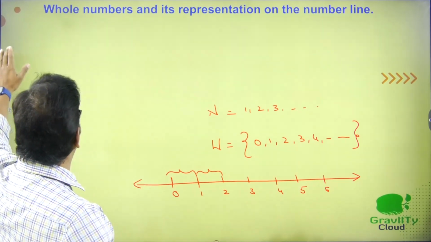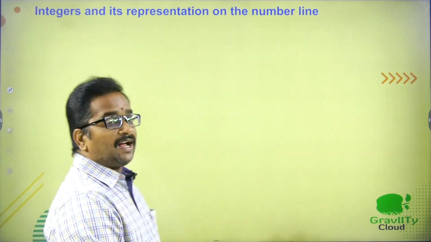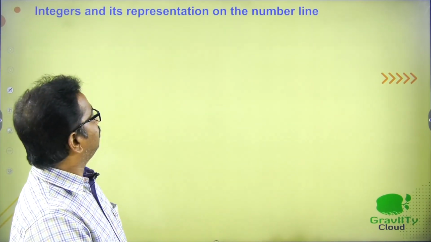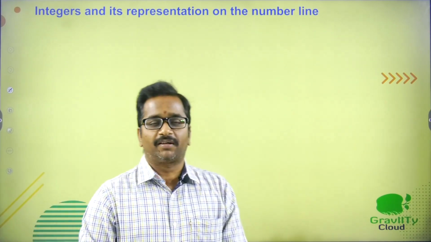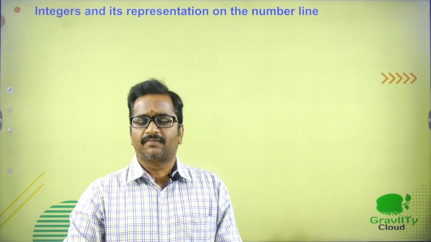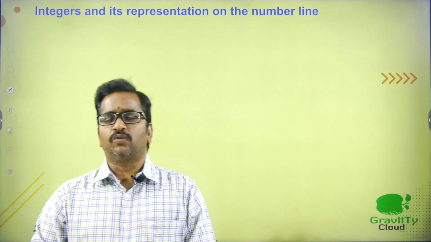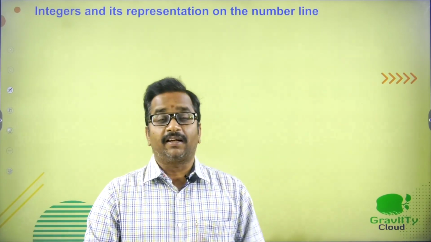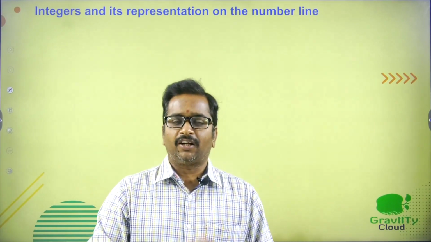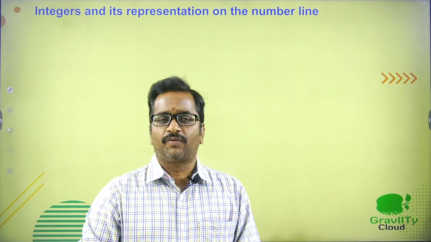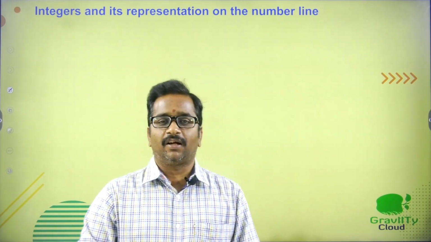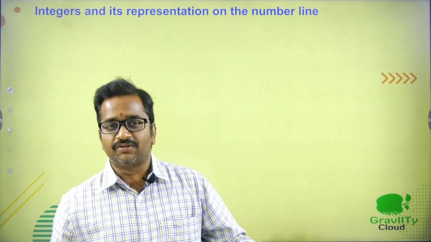Now let us move to the next one, integers and their representation on the number line. So what are integers? You know natural numbers: counting numbers 1, 2, 3, 4 and so on. And you know about whole numbers also. Whole numbers start from 0, 1, 2, 3, 4 and so on. Then what are integers? Integers are nothing but whole numbers together with negative numbers.